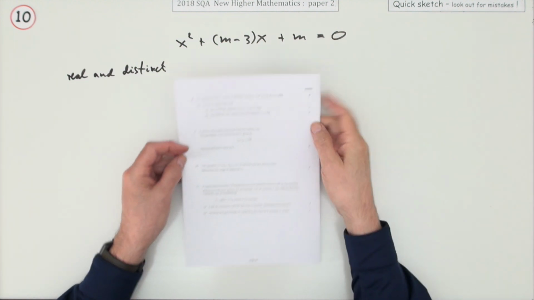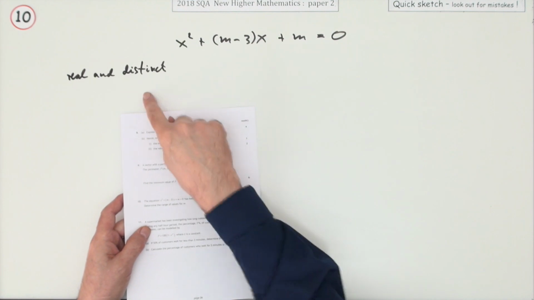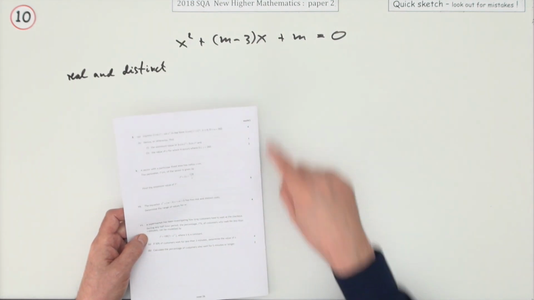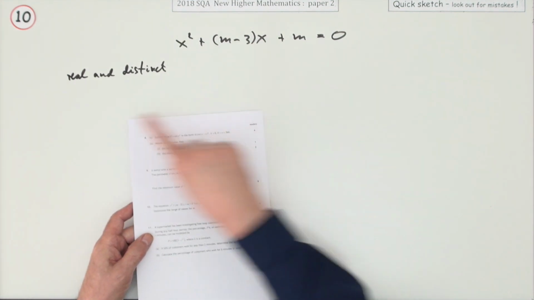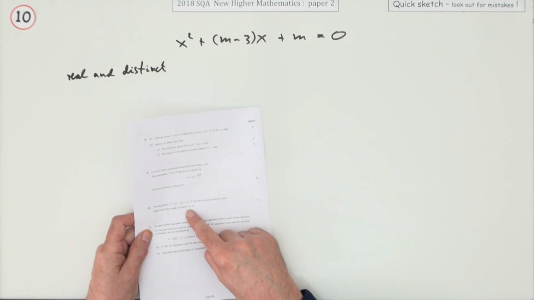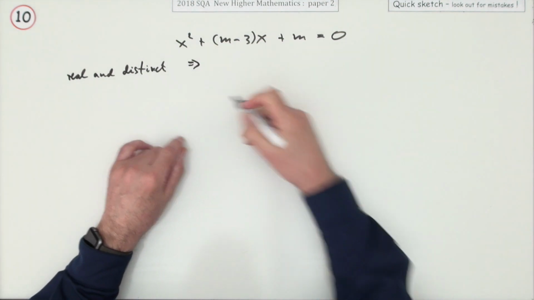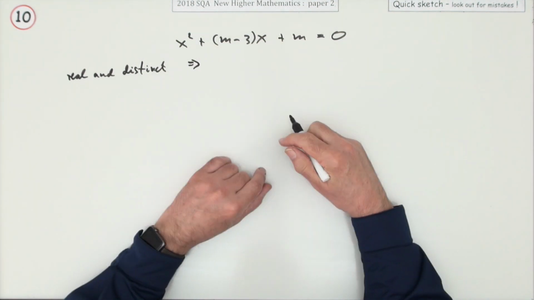Question 10 from paper 2 then of the 2018 Higher Maths, little 4-mark question for roots of a quadratic equation. This equation has two real and distinct roots. Determine the range of values of m. So you're going to be using the discriminant to form an equation.